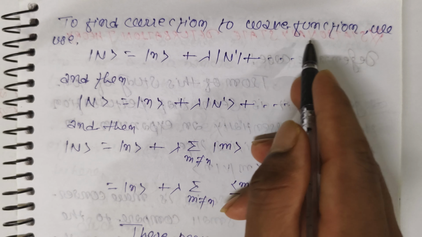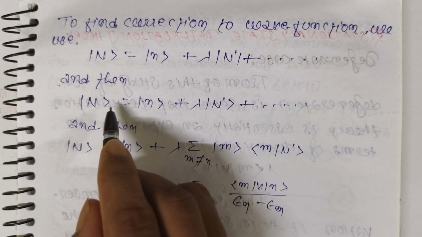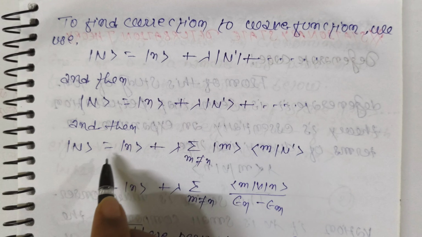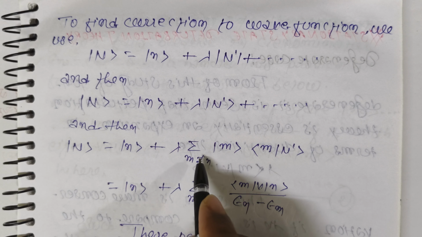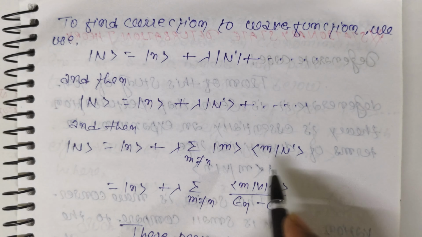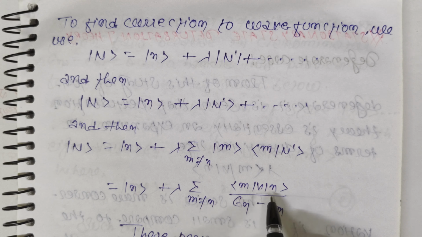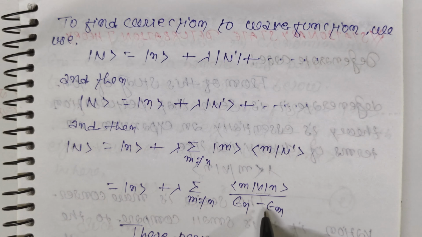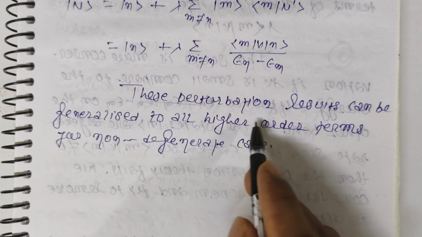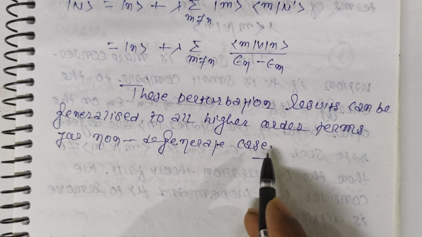To find the correction of the wave function, we use |ψn> is equal to |n> plus lambda |n1> plus dot dot dot, and then |ψn> is equal to |n> plus lambda summation m not equal to n of |m><m|V|n> by (En minus Em). This perturbation result can be generalized to all the higher order terms for the non-degenerate case.